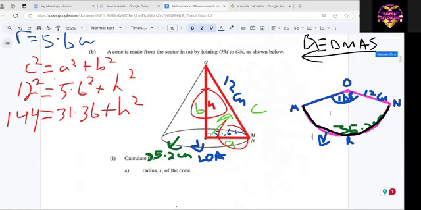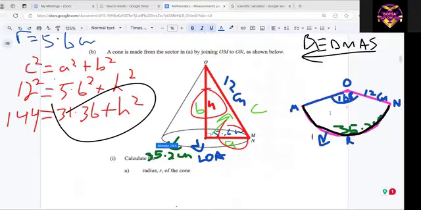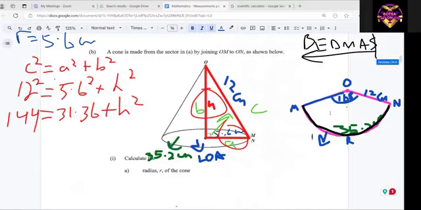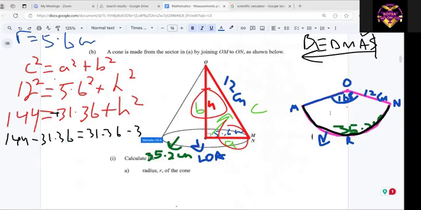So we go in reverse, BEDMAS. Anything subtracting here? No. Anything adding? Yeah, this is a positive, so you would see that's added. So we can move that first. To get rid of positive 31.36, we will take it away. So 144, we take it away on both sides. All right, this will give us 0, leaving us with H squared.